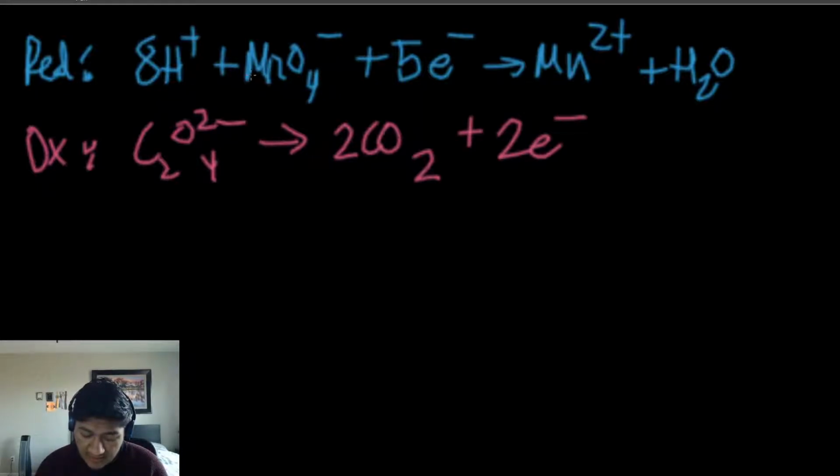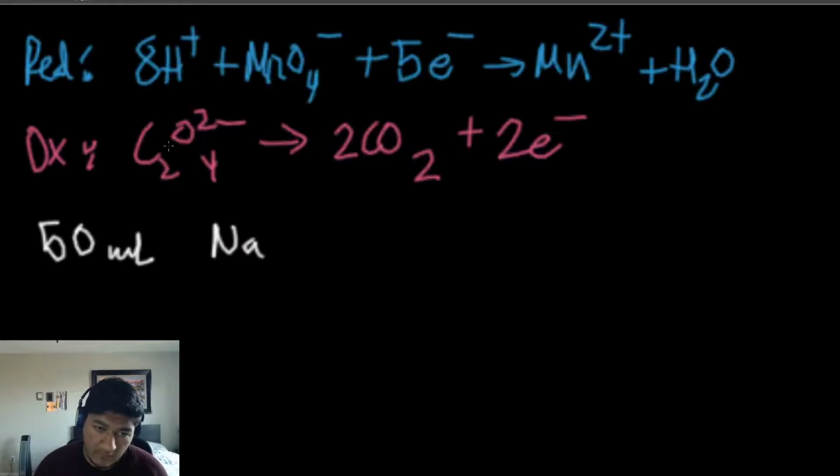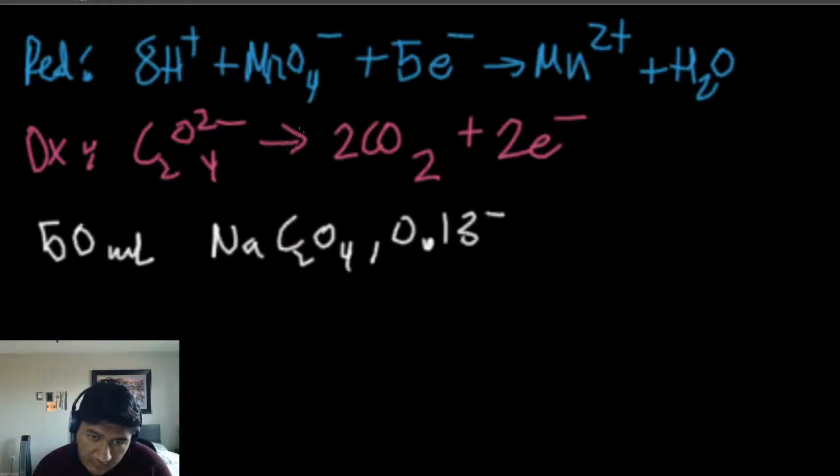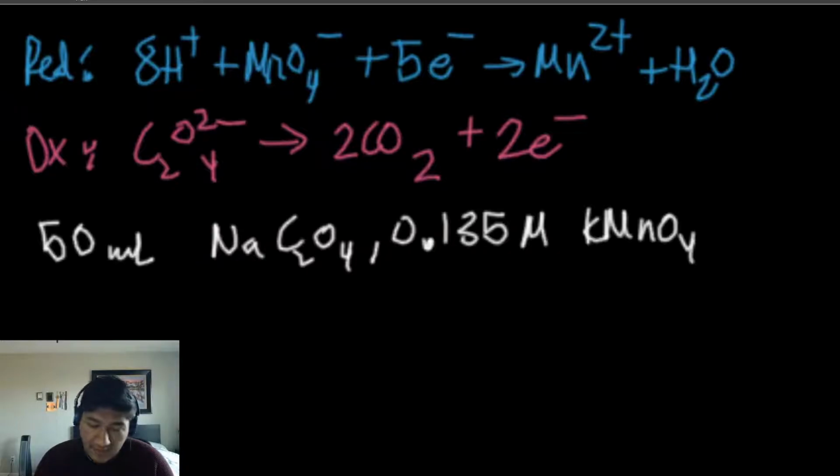So now I'll say that we have 50 mL of NaC2O4, sodium oxalate, and it's poured into an Erlenmeyer flask. There's an acidified solution of 0.135 molar KMnO4, which is potassium permanganate, and it's titrated into the flask while the solution is swirled on a station and heated. So a typical titration.